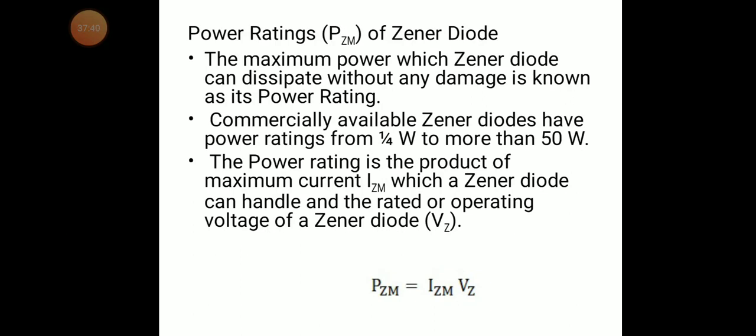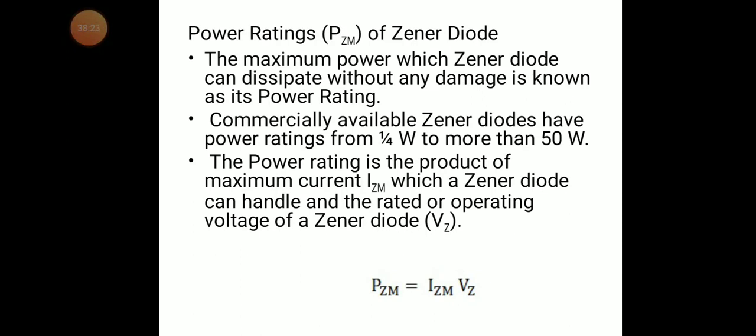Another important one is the power rating of the Zener diode. The power rating is also very important for devices. It indicates how much power we can apply to that device. For example, if something is weak and we try to load more and more on it, it may be strained, and at last it may be damaged, it may collapse.